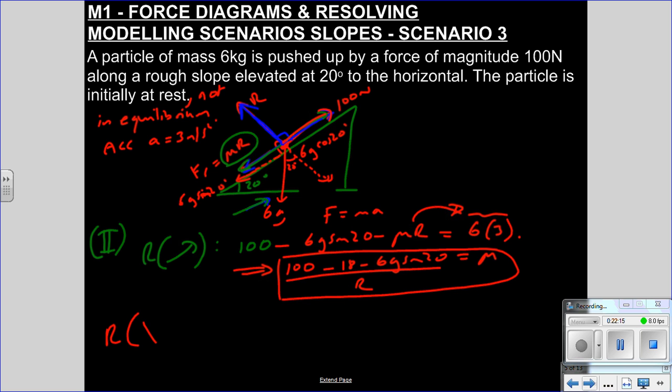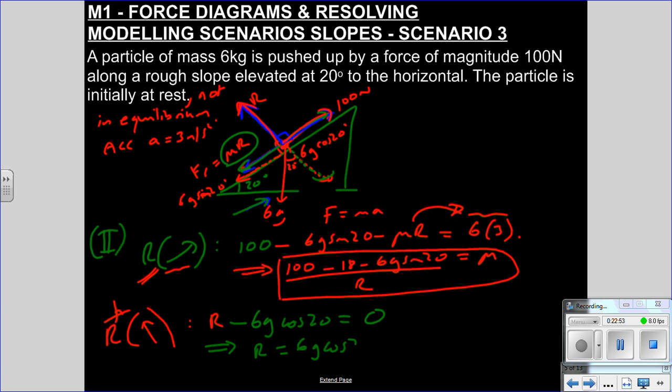So this time I'll resolve perpendicular to the slope. So this one was parallel to the slope, and this one is perpendicular to the slope. So now, the force going perpendicular to the slope is r. Are there any forces going up? No. Are there forces opposing it? Yes, this component here. So minus 6g cos 20 equals mass times acceleration. It's not accelerating up and down like that, is it? It's not bouncing up and down on the slope in a perpendicular fashion, so it's 0. So therefore r equals 6g cos 20.